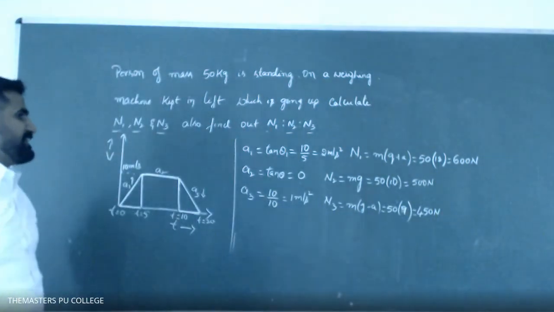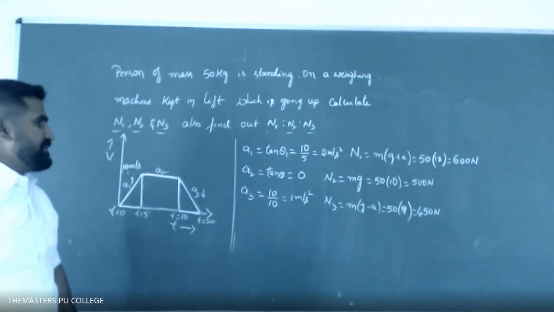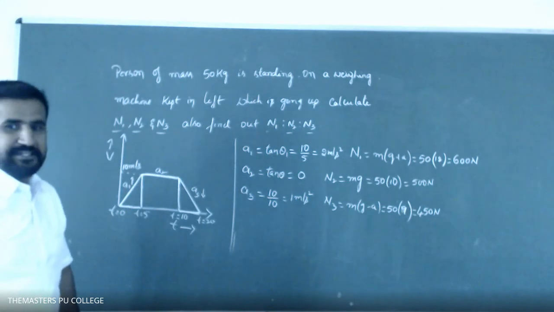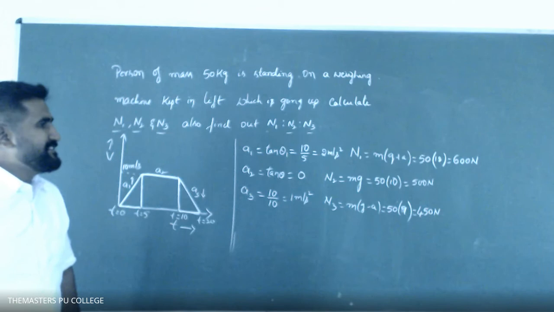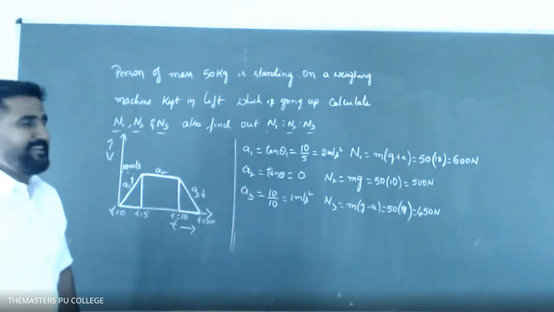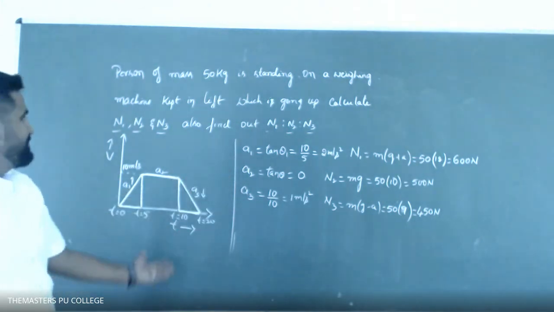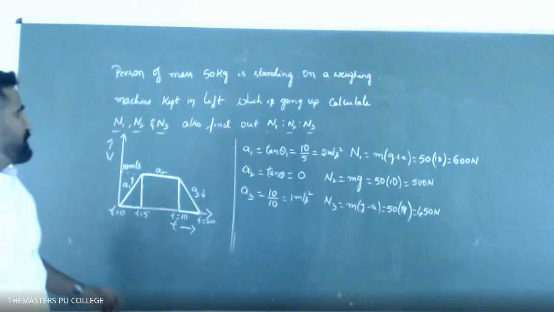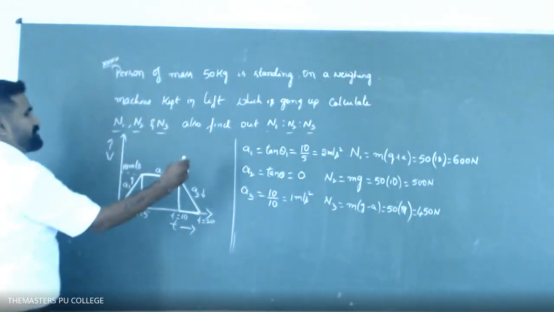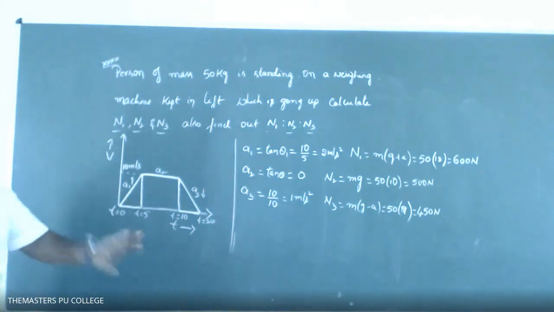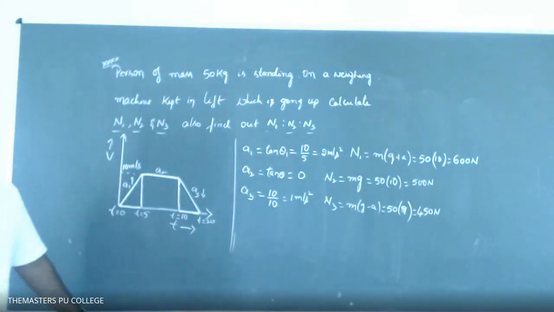600, 500, 450. If you observe, the apparent weight keeps decreasing as the lift goes, moving towards the true weight. Any doubt in this? Simple. Very important problem for your exams. I can do it within 1 minute.